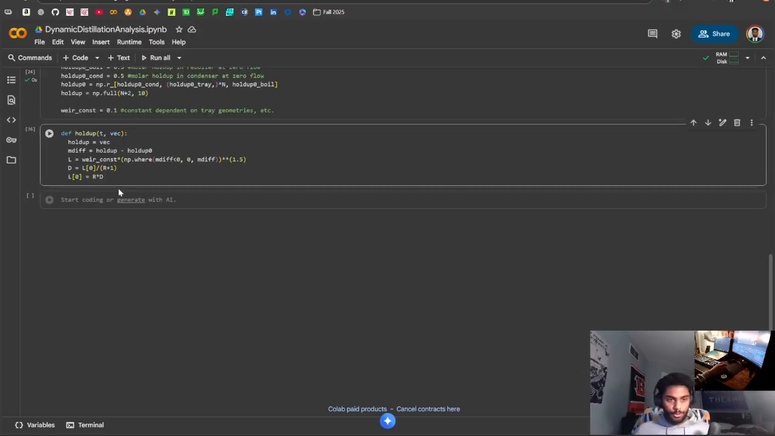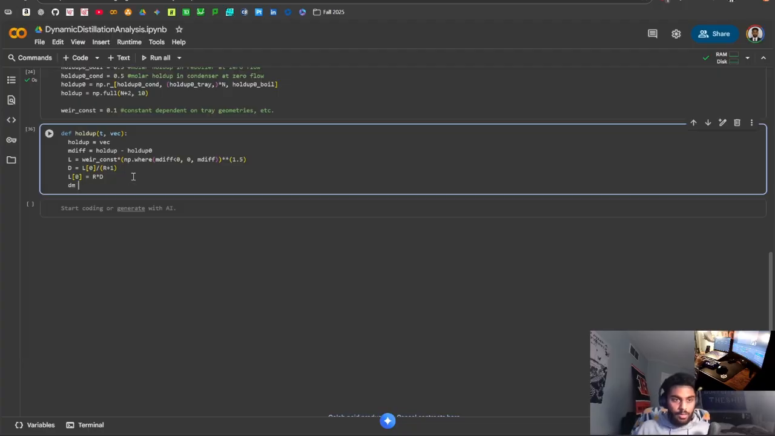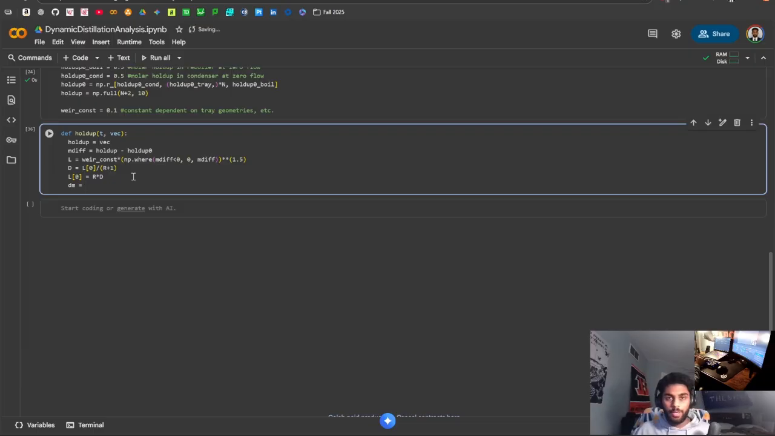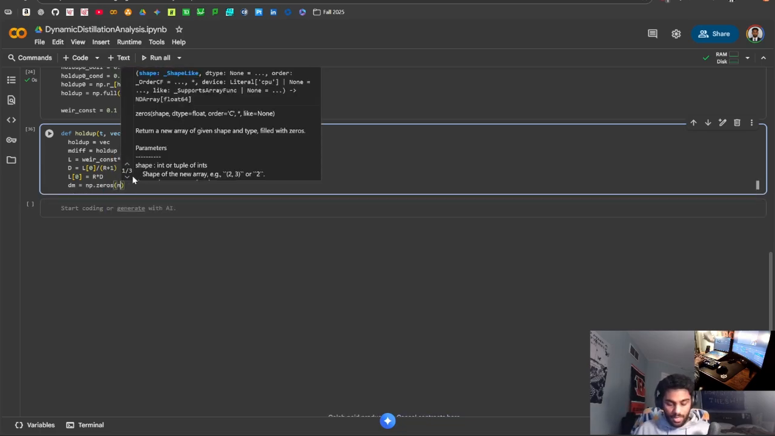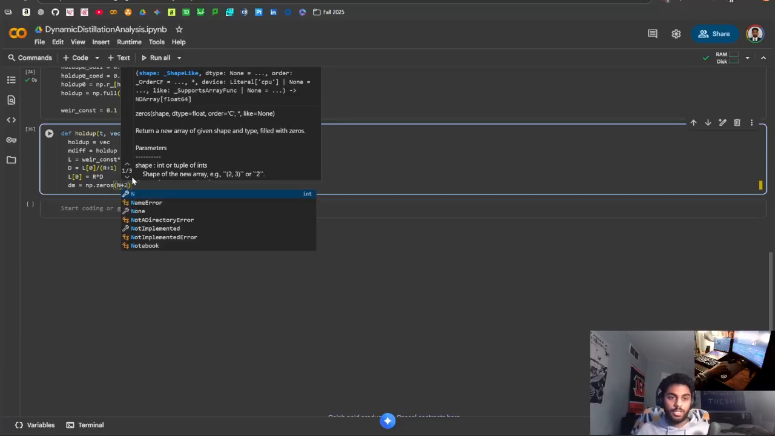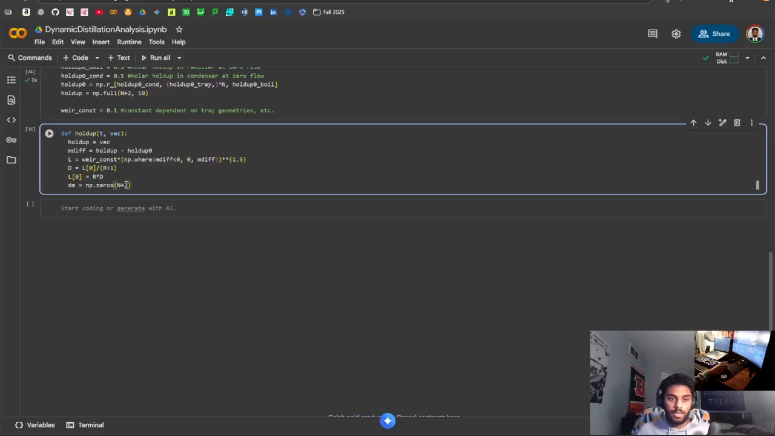So now we're going to start putting together our molar flow rates for our liquid and our vapor. So initially I'm going to set up an array. I'm going to name this DM. This is going to be our difference in the molar holdup. So this is going to be initially just an array of zeros that is the same size as our distillation column. So n plus 2, n is the number of trays, 2 accounts for the condenser and our reboiler.